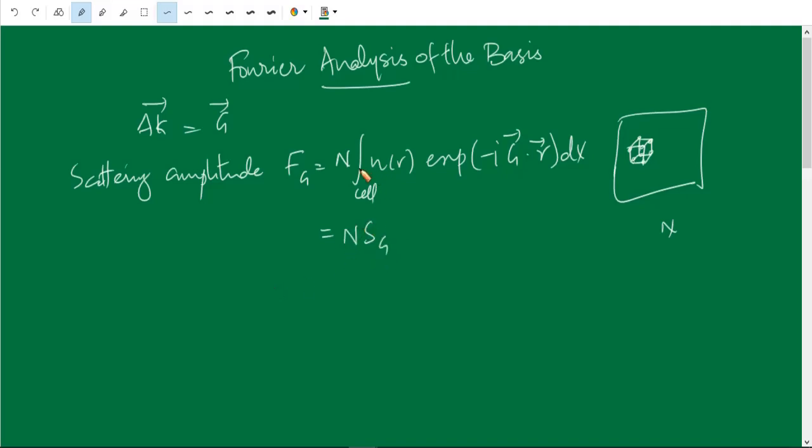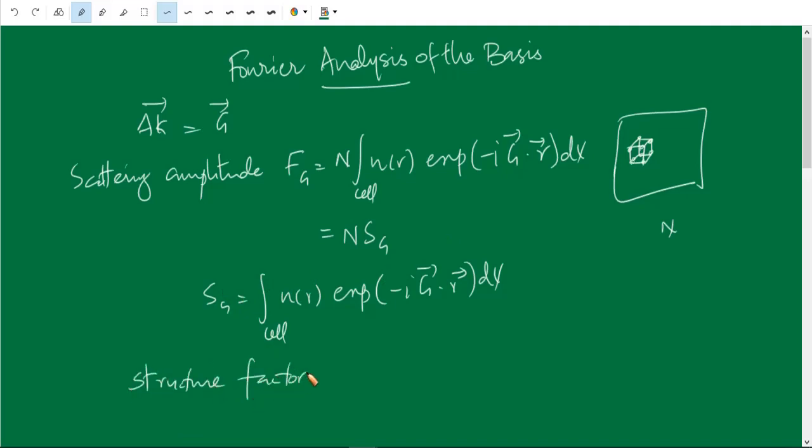Sg. So this integral can be written as Sg, where Sg is equal to integral n of r exponential minus i G dot r dV for a given cell. So this integral is called structure factor. Structure factor is the integral over a particular cell. So if you multiply with the number of cells, then you will get the total scattering amplitude. So structure factor is the scattering amplitude due to a given cell.